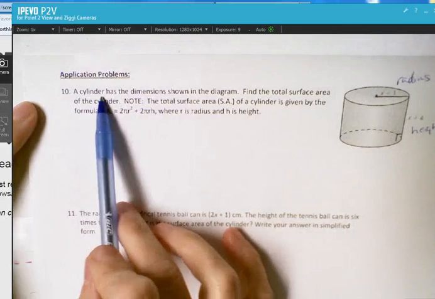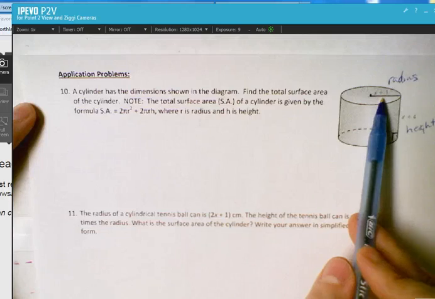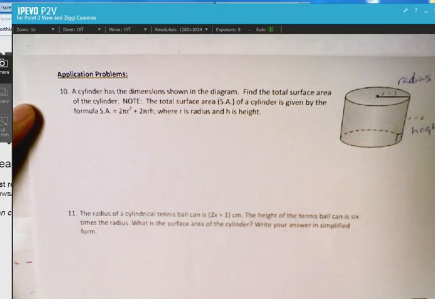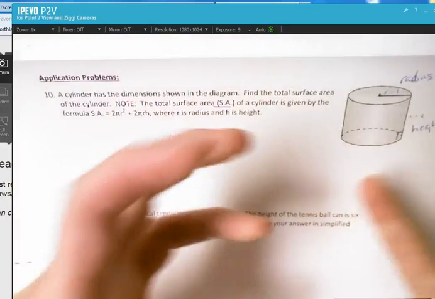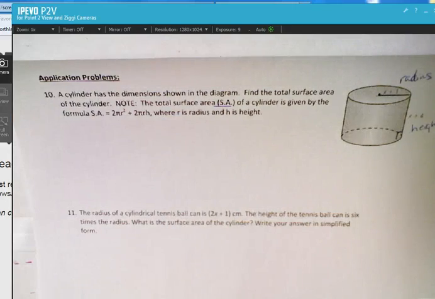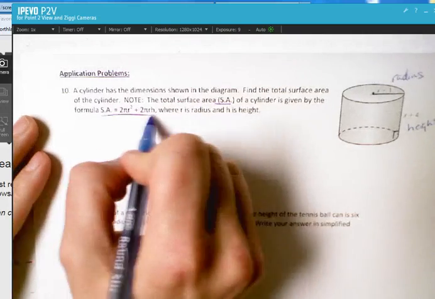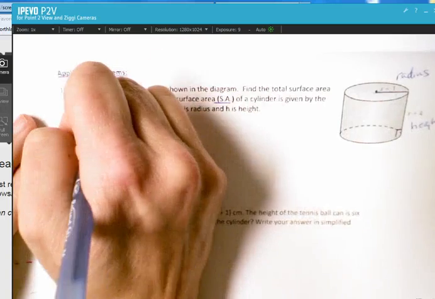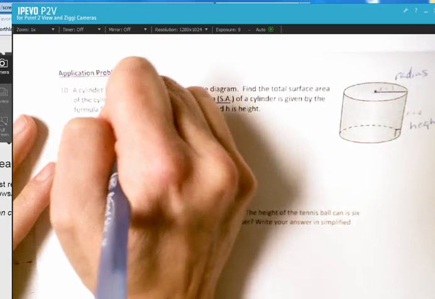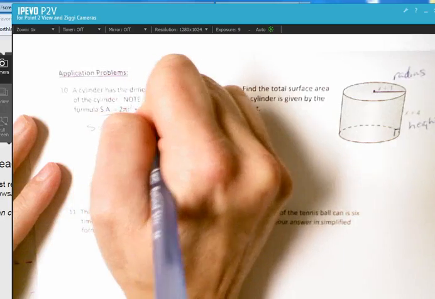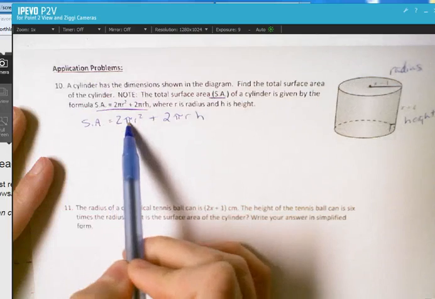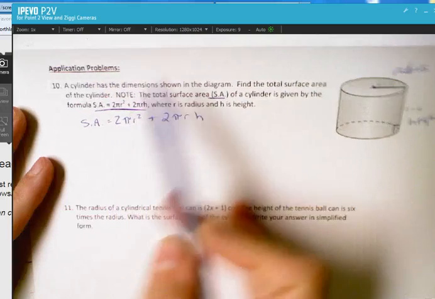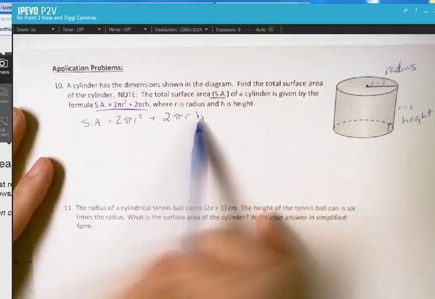So it says cylinder has the dimensions shown. So we know the radius is x plus 1 and the height is x plus 4. And we want to find the surface area. So everything around the outside of this cylinder, how much it exists. So we're going to practice using the surface area formula. So anytime I have a formula, I should start by writing down the formula. 2 pi r squared plus 2 pi r h. That means 2 times pi times the square of r plus 2 times pi times r times h.